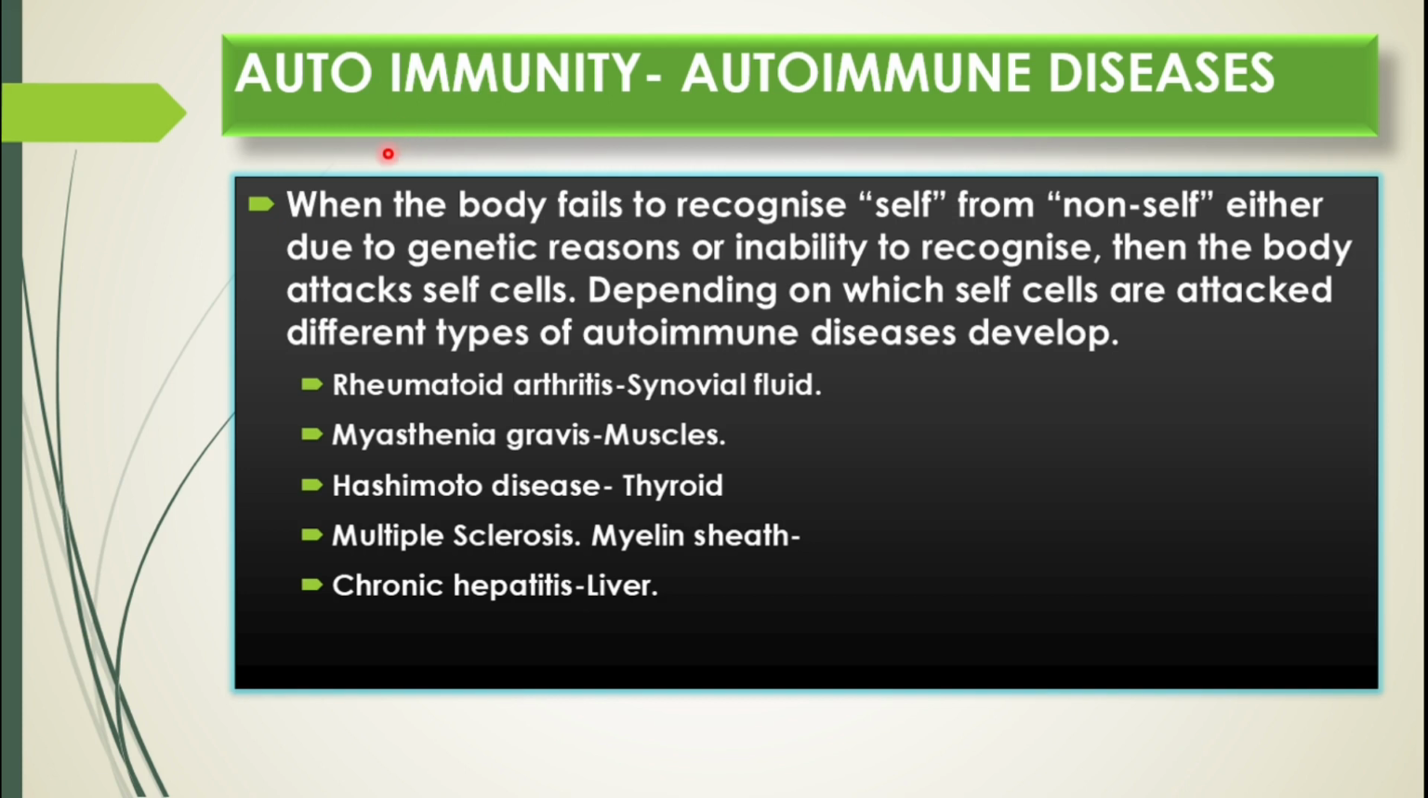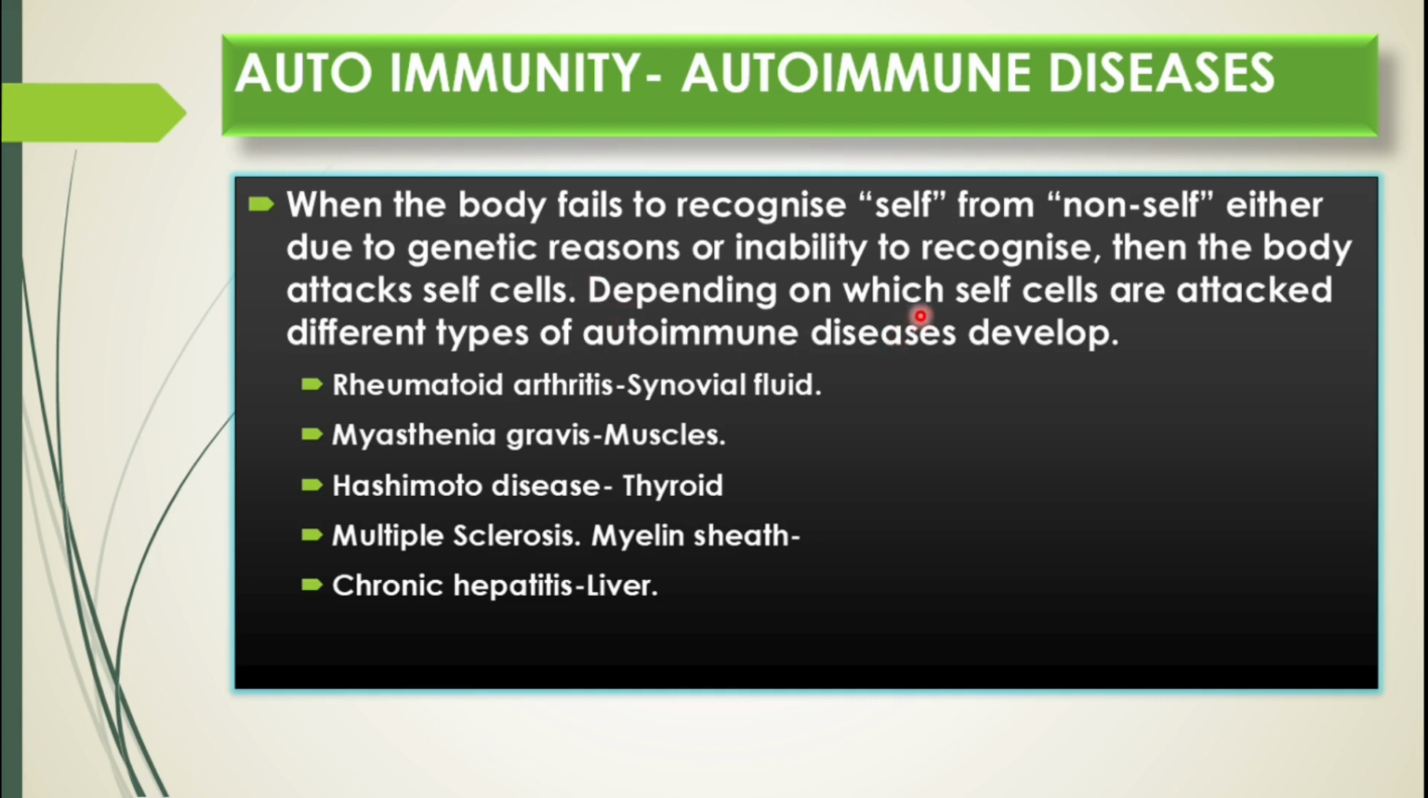We have learned earlier that our body recognizes self but fails to recognize non-self. Now that is a basic concept. However, in certain instances, maybe it is due to genetic reasons, or maybe it is the body's inability to recognize our own self cells. In such situations, when the immune system fails to recognize self from non-self, the self cells are destroyed. The body's immune system starts attacking our own self cells.